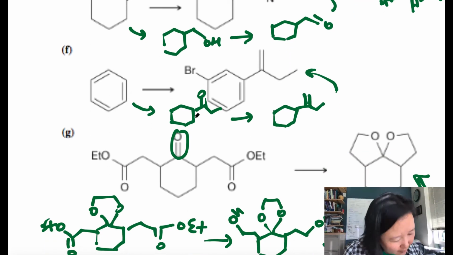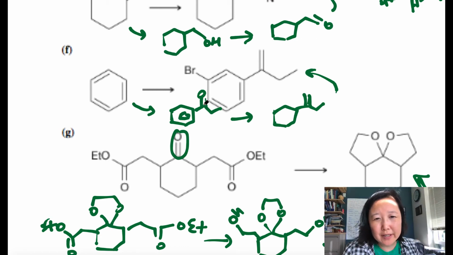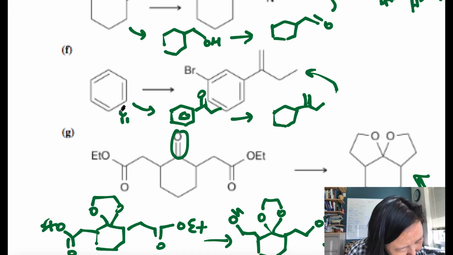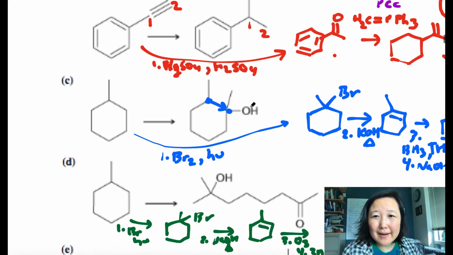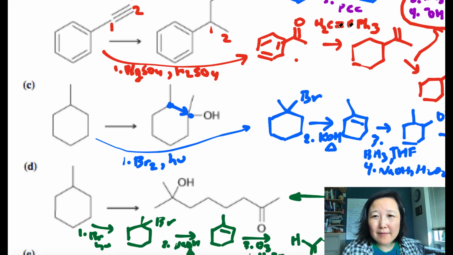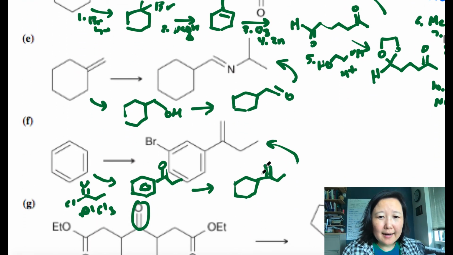Here I want to do Friedel-Crafts acylation. So I want to use this carbonyl group with a Cl group and AlCl3 catalyst. That's Friedel-Crafts acylation. I'm going to then do a Wittig reaction right here. Okay, so I'm going to use the same ylide I used up here, CH2=PPh3, this guy right here. Okay, then from there I can just use Br2.